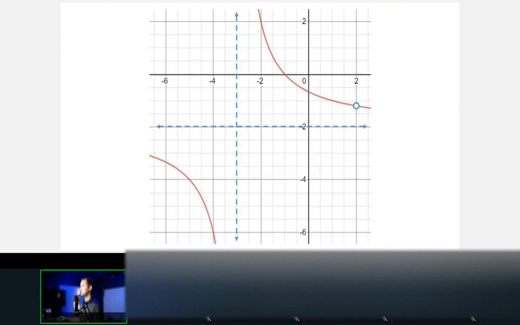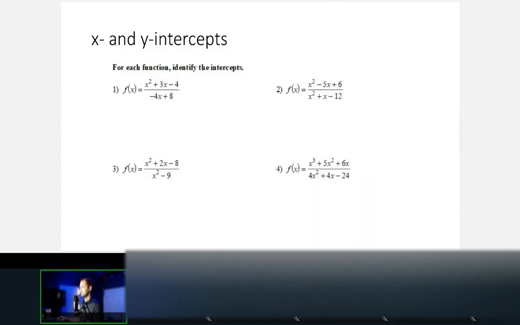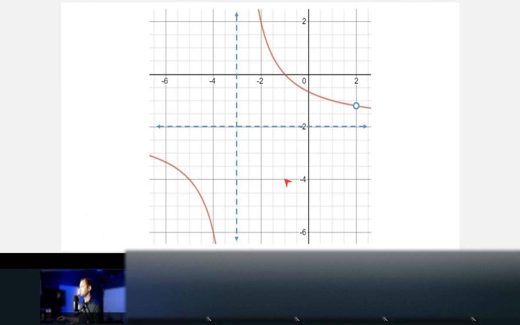If you graphed it in Desmos, it should look like this. And we can see it only has one x-intercept, and then here is the y-intercept right here. There is the hole in the graph. Here's our VA. Here's the HA. And here's the other part of the graph that's in this little quadrant.